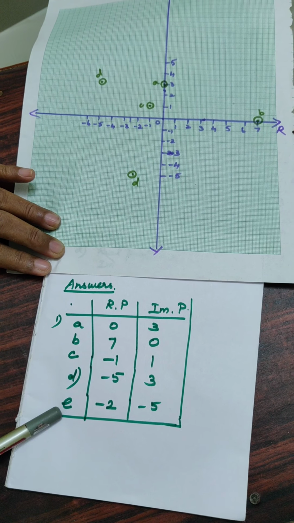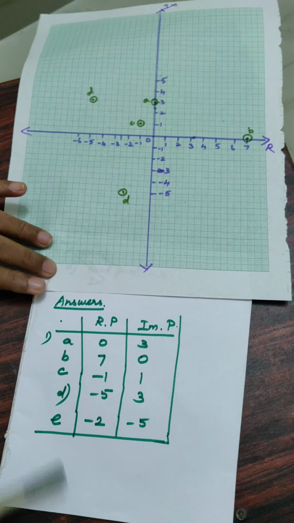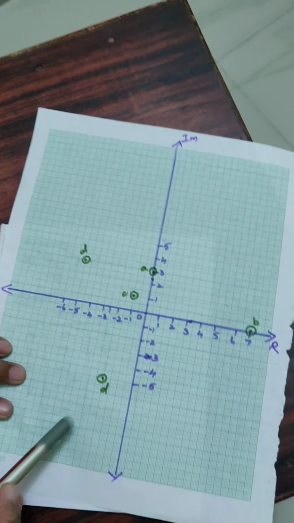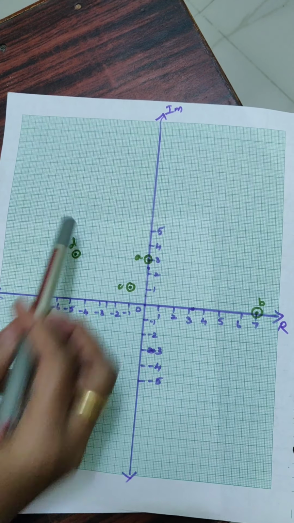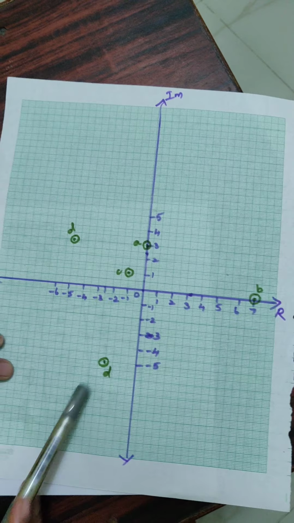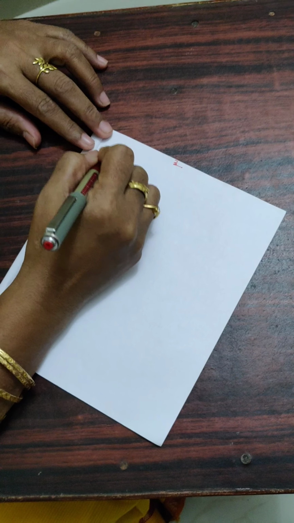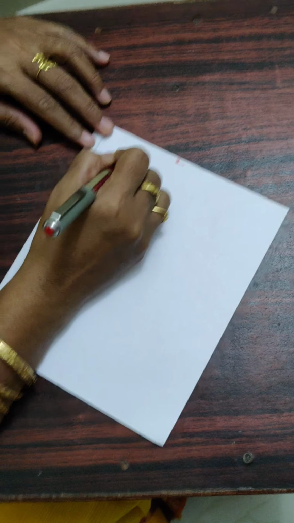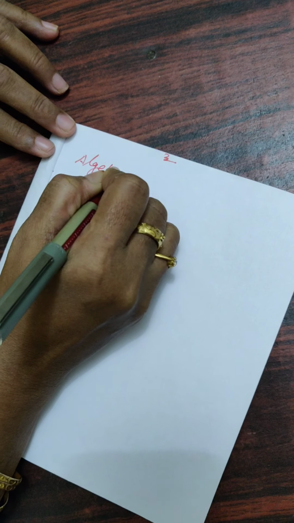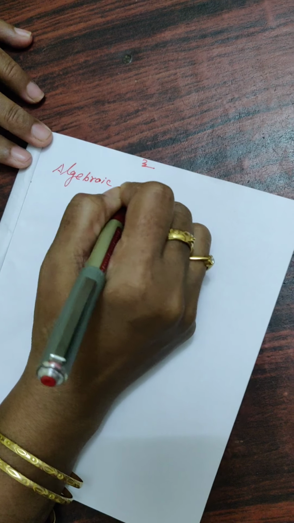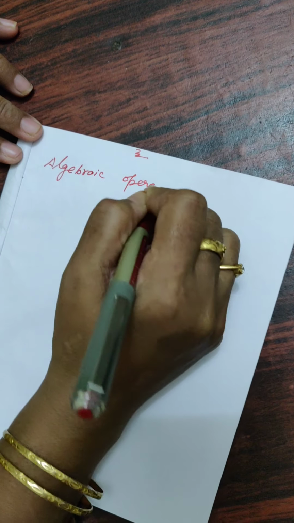This is the answer for the first one, and I am plotting the points for the above answers here just to check whether it is correct or not. Let me see about algebraic operations on complex numbers.